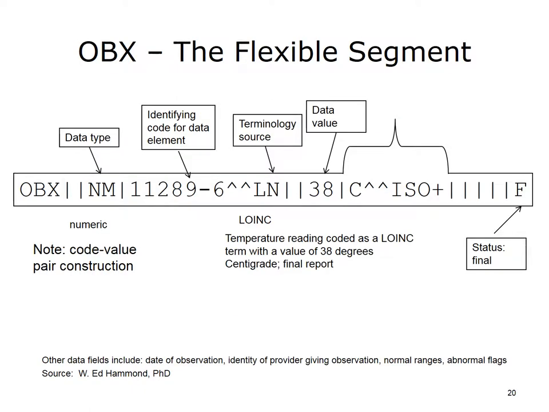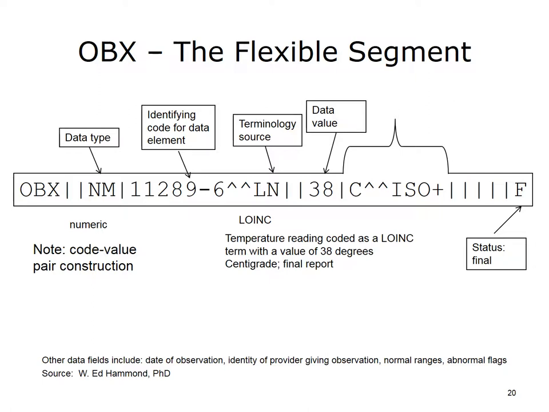OBX is the most flexible segment and can be used to send almost any data. With this segment, supported by other segments, the entire contents of a medical record can be sent. The third data field is for data type, in this case numeric, NM, so the results can be properly interpreted. Again, the test name is the triplet of code, name, and vocabulary source. The numeric data value is in position 5, and the units are specified in position 6, so the interpretation is 38 degrees centigrade. The F in position 11 indicates that it is a final result.